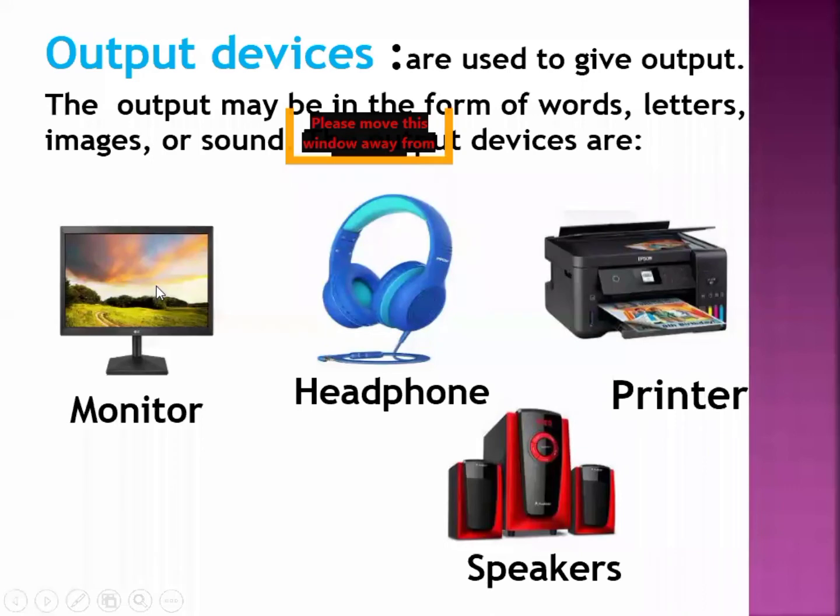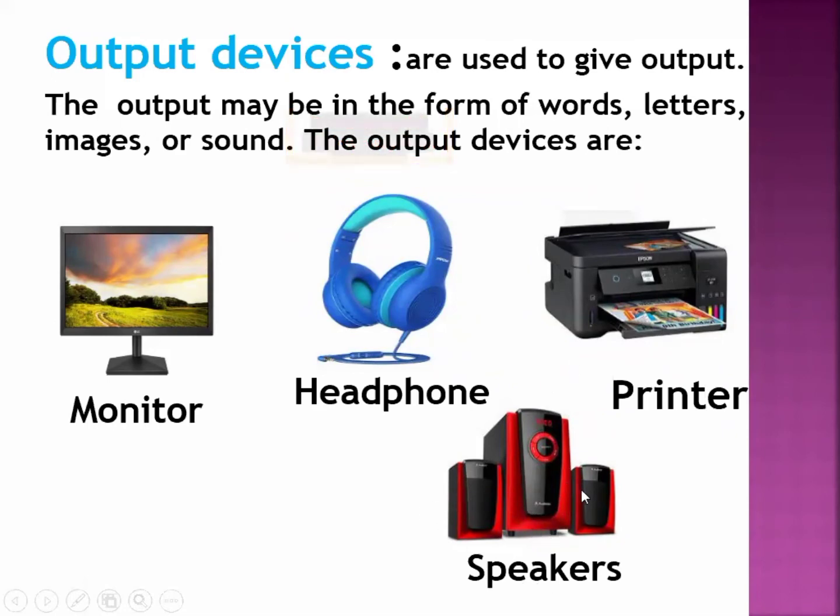Monitor shows the result. It displays the result in the form of words and pictures. So monitor is called an output device. Headphone is also called an output device because it gives output in the form of sound. Printer gives output in the form of images or text. So printer is also called an output device because it gives output on paper.